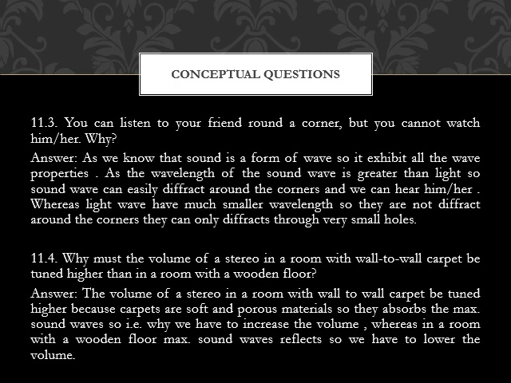The volume of a stereo in a room with wall-to-wall carpet must be tuned higher because carpets are soft and porous materials, so they absorb the maximum sound waves. That is why we have to increase the volume. Whereas in a room with a wooden floor, maximum sound waves reflect, so we have to lower the volume.